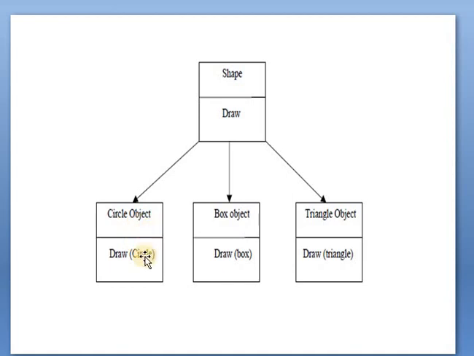To draw the circle we need the radius of the circle. To draw the box we need the length and breadth, and to draw the triangle we need the base and angles. So this is polymorphism: same name but the behavior is different.